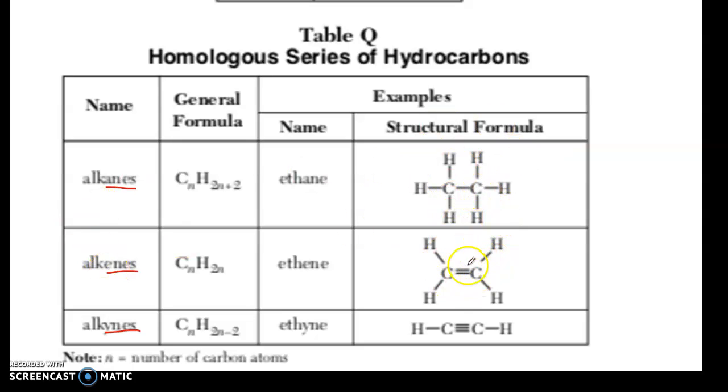Alkenes have a double bond, and alkynes have a triple bond. So if we look at the end of the name, for example, ethane, because it ends in A-N-E, we know it is an alkane. Ethene, because it ends in E-N-E, we know that's an alkene. Ethyne, because it ends in Y-N-E, we know that's an alkyne.